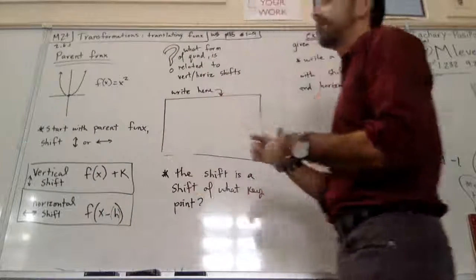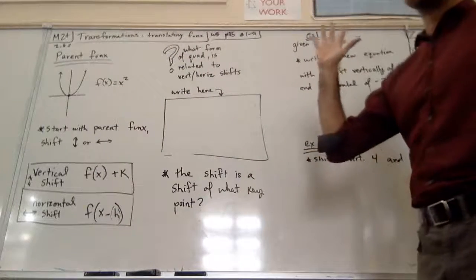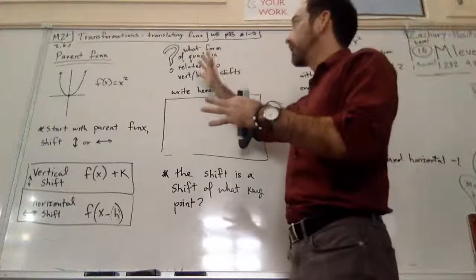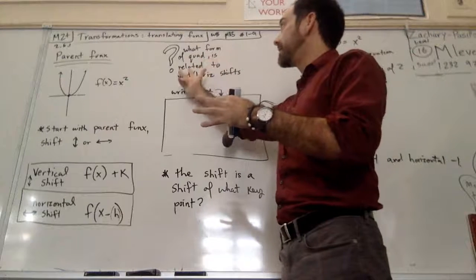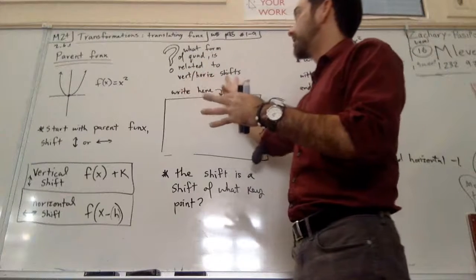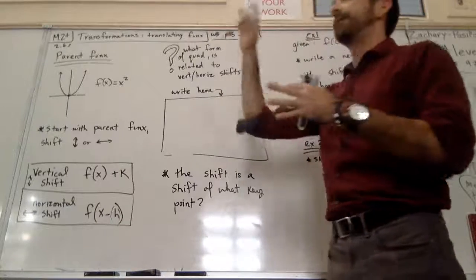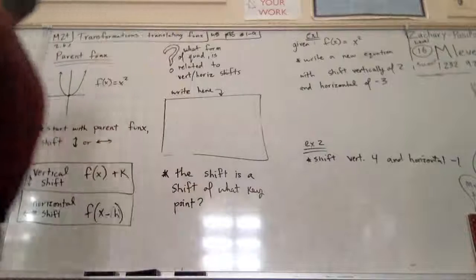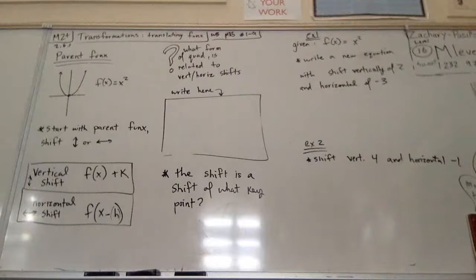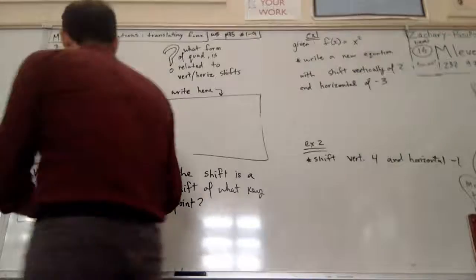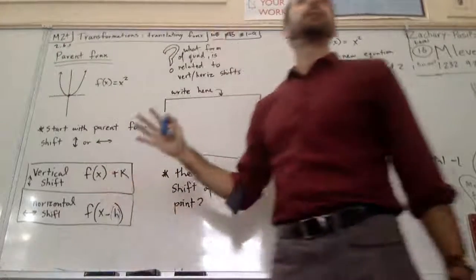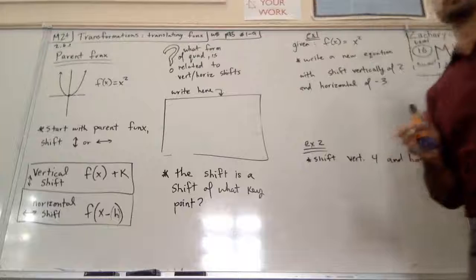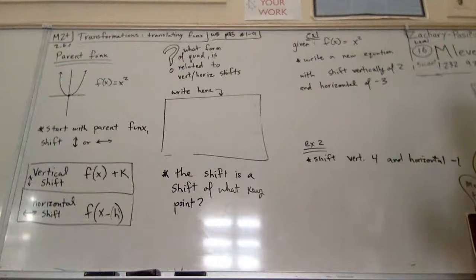So my next question, that's going to bring it all together. Keep focused right here for a moment. What form of the quadratic is related to the vertical and horizontal shifts? We're going to write it here after you talk with your neighbor for about 10 seconds. Go ahead and write it here after you talk. So look at what happens with the vertical shifts here. What does this kind of remind you of? What does it somewhat remind you of?